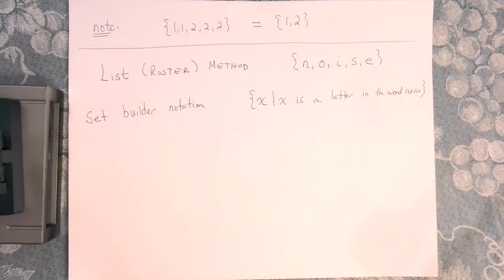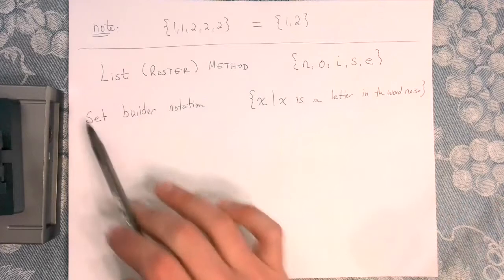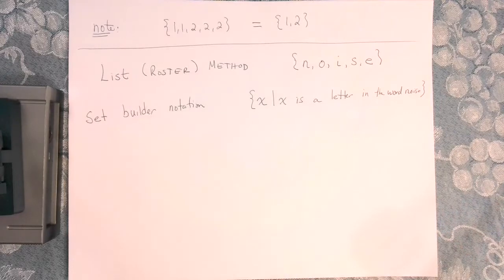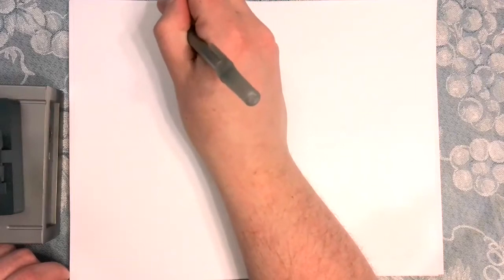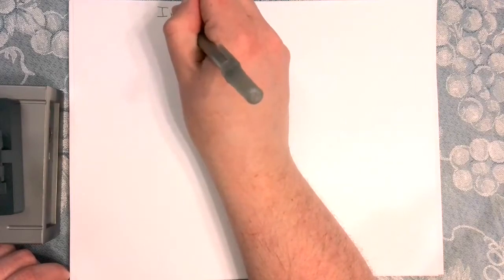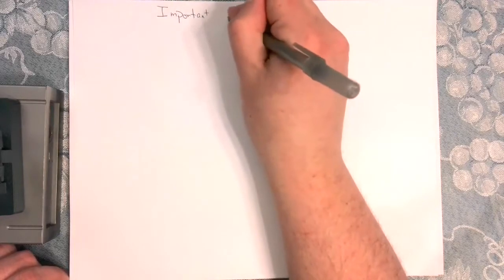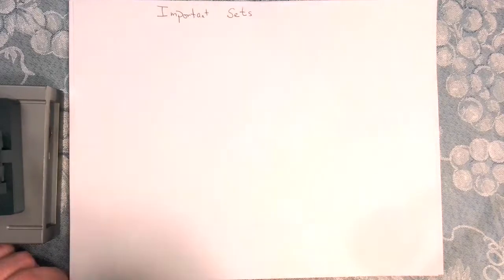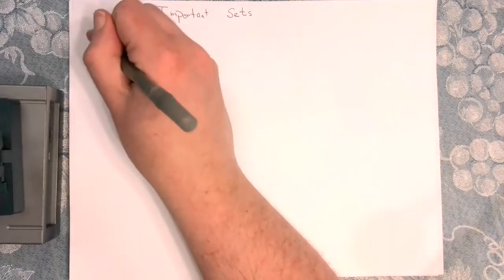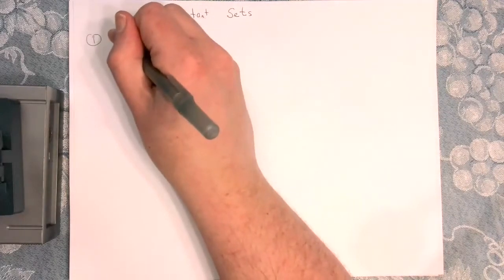You always want to understand the objects of your set. What does your set look like? What does the collection look like? And so now we want to talk about some very, very important sets in mathematics. And one, I want to talk about a very special set called the empty set.